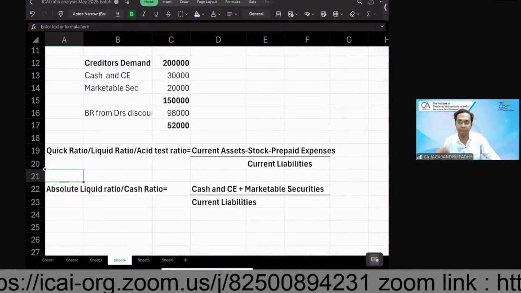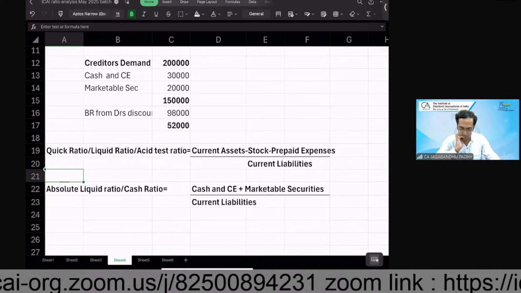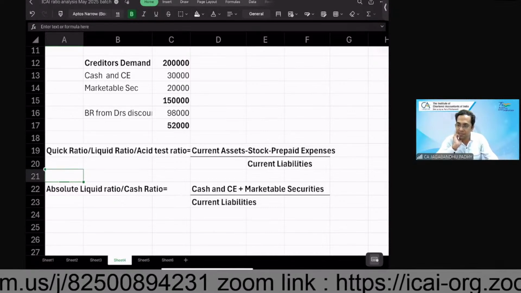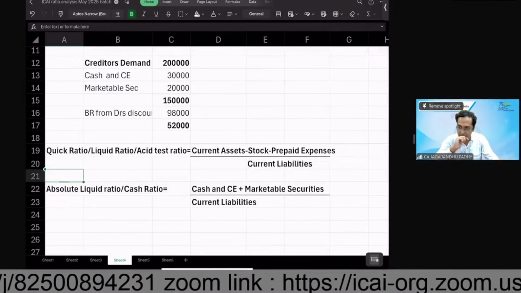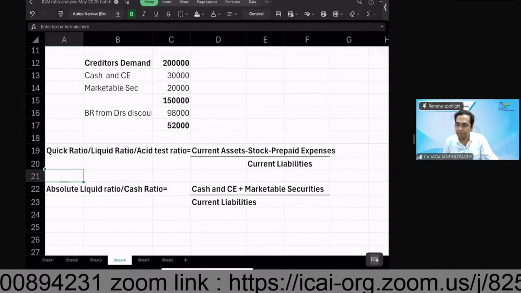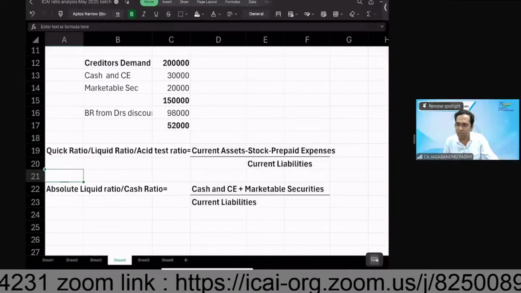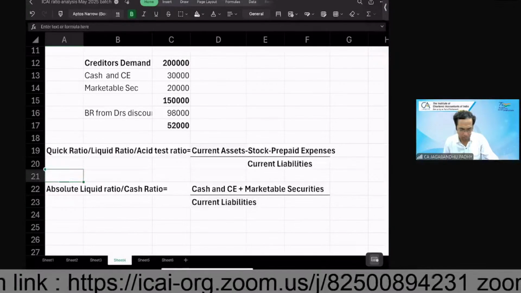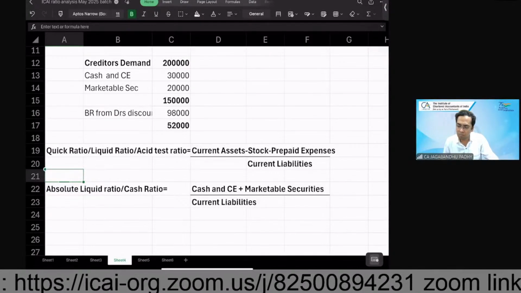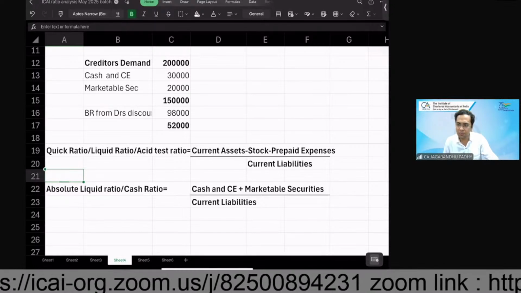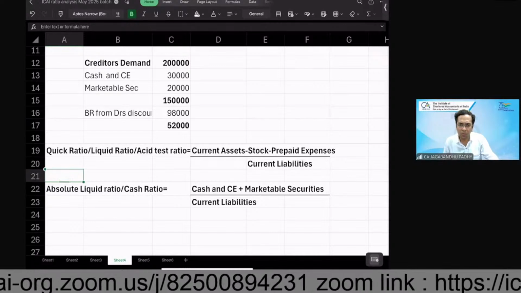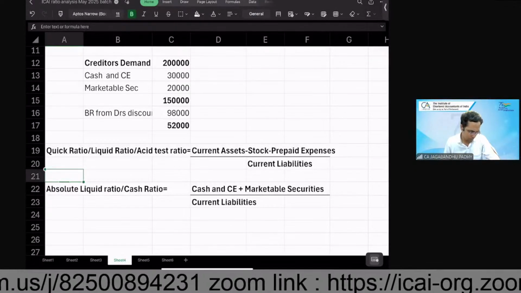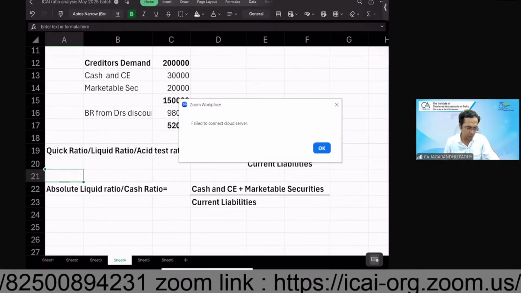Sir, in debt equity ratio, is lower better or higher better? Debt equity ratio, lower indicates greater degree of solvency. Okay, sir. Sir, if liability is lower and assets are more, it is long term. Sorry, didn't get you. Debt is less and equity and preference share capital is more. So it indicates greater degree of long-term solvency.